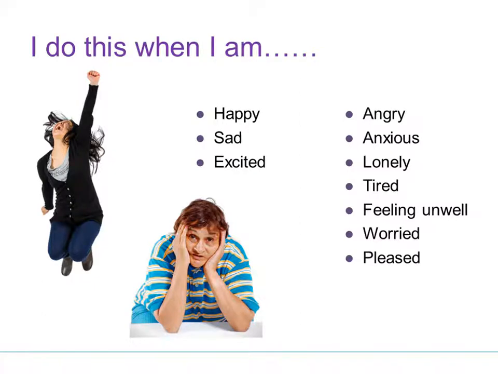And even starting at a basic level, it's really important that in relation to an advocacy partner, an advocate can understand how they show their emotions and feelings. What do they do when they're feeling happy, sad, excited, angry, anxious, lonely, tired, unwell, worried, pleased? And these can be built into a grid which gives a really good starting point from which communication can start to develop and preferences can be discovered.